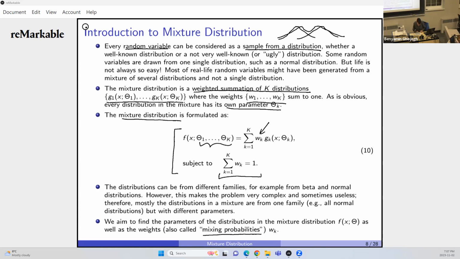And by the way, who says that the distributions in the mixture should be the same? I mean, the same family distribution. Can one of them be Gaussian, the other one be beta or gamma distribution? It can. But usually, for the sake of simplicity, we assume that they belong to the same family at least.